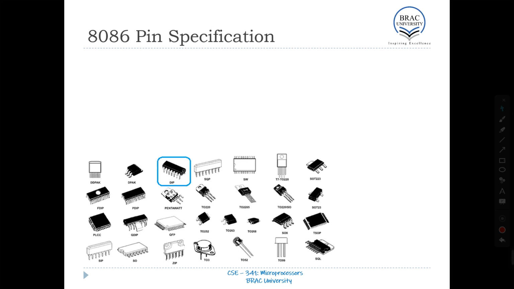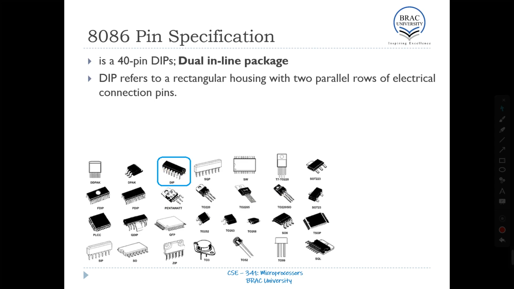Now, 8086 is of this nature, which has been highlighted here. This kind of package is known as DIP, or dual inline package. As you can see in the diagram, the IC is of a rectangular nature and has a row of pins on either side of the package. 8086 has 40 pins, so it's known as a 40-pin DIP.